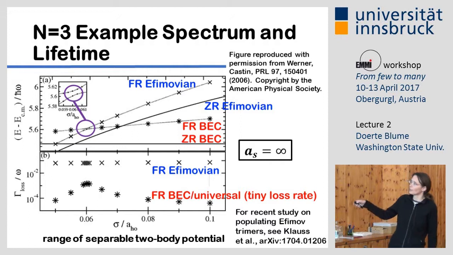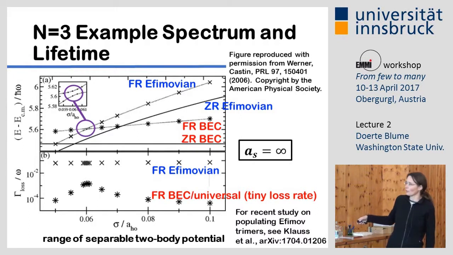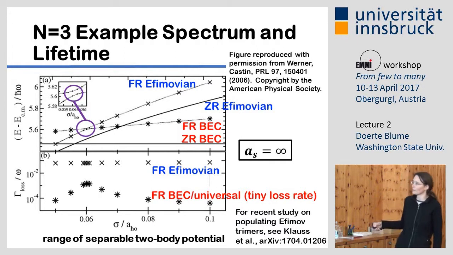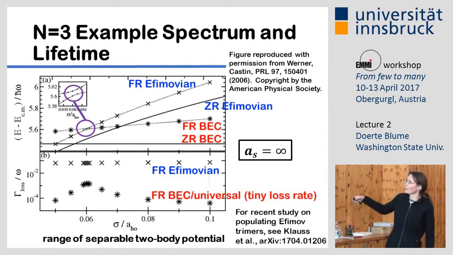And again, in the top plot here, what we have is the energy of three identical bosons in a trap. But these energies are now plotted as a function of the range of the two-body potential. This is using a separable two-body potential. And what you see is this one state here that's depending on the range quite strongly, and this other state here that's relatively flat with respect to a change in the range.